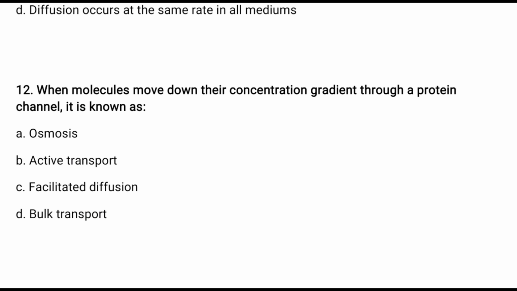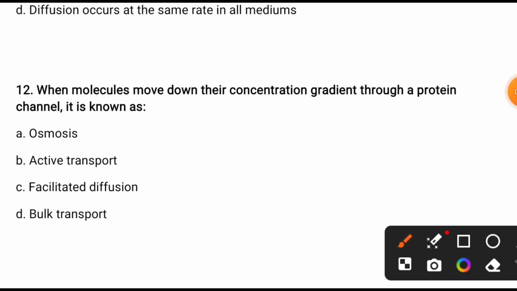When molecules move down their concentration gradient through a protein channel, it is known as: osmosis, active transport, facilitated diffusion, bulk transport. So the correct answer is facilitated diffusion. Okay, so these are the questions.